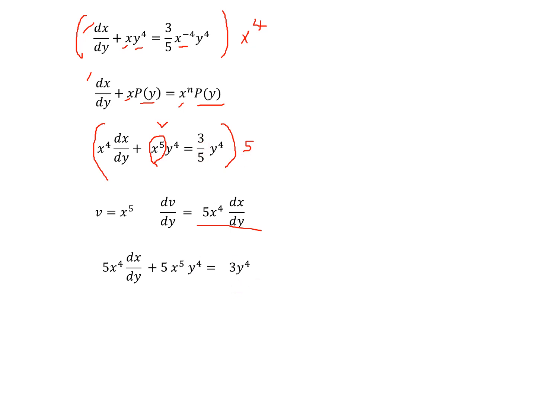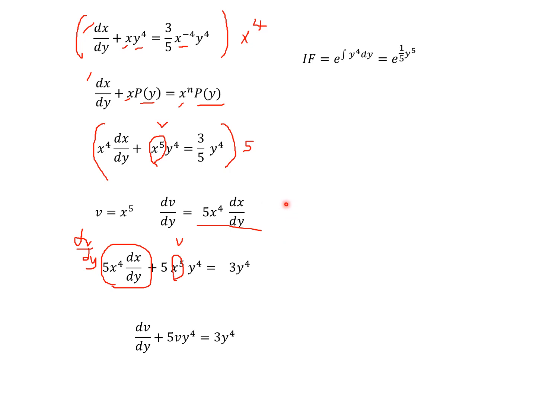Now remember that this is already dv/dy, and this x to the 5, remember that is our v. So our differential equation now becomes dv/dy plus 5vy to the fourth equals 3y to the fourth. Now this is now a linear differential equation in v.